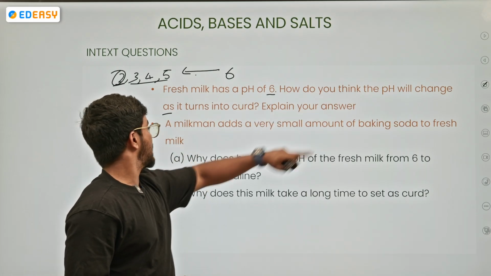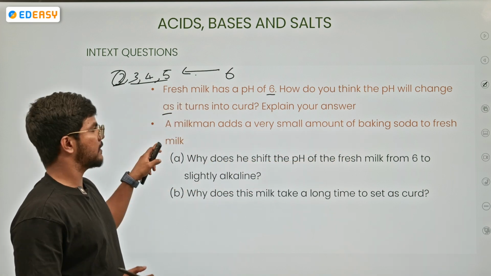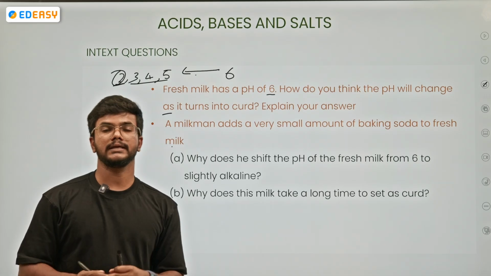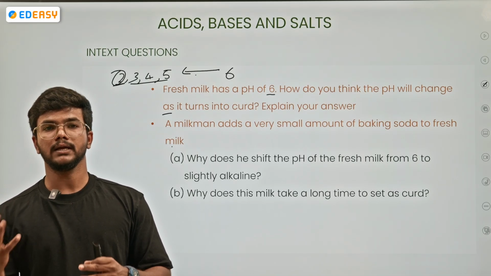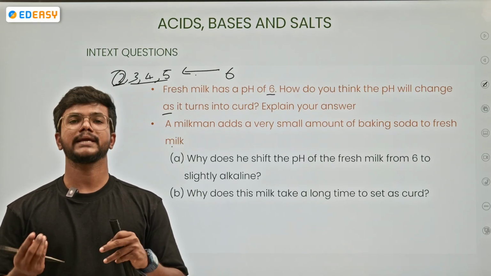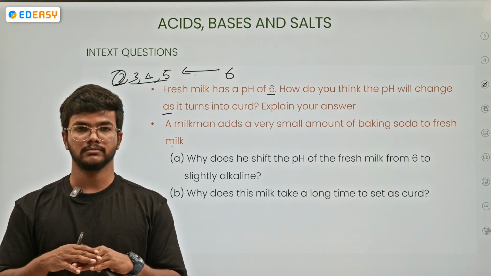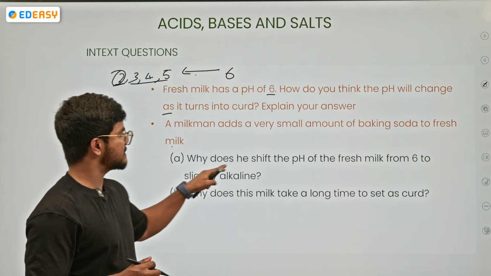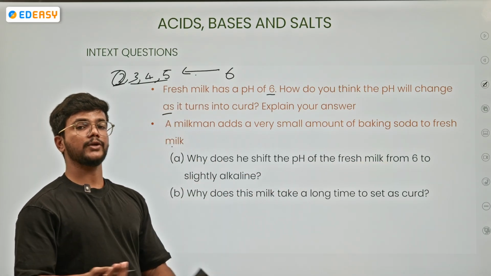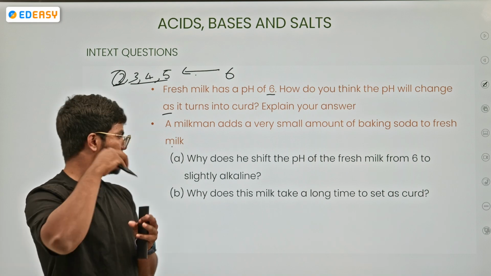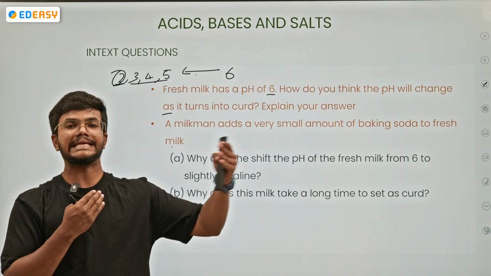So explain your answer. A milkman adds a very small amount of baking soda to fresh milk. Why is he adding baking soda to the fresh milk? Because it prevents the milk from converting into curd, or to neutralize the milk. When you add baking soda to the milk, it makes the solution neutral. So why does the pH of the fresh milk shift from 6 to slightly alkaline? When you add a base, the pH value shifts towards alkaline because the basicity increases.